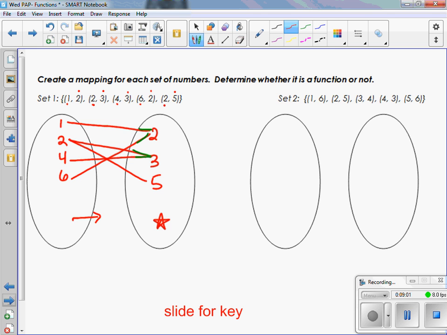The definition of a function was that each domain has only one output value. So this domain has 1. This domain has 2. This domain has 1, and this domain has 1. So this is not a function because of this guy right here.